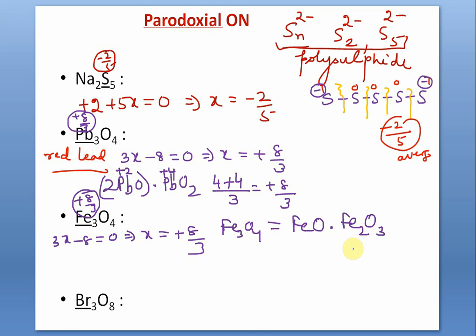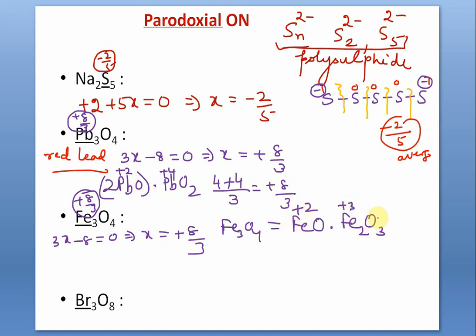I am not going to discuss its solid state structure now. So this is ferrous oxide, 1 mole ferrous oxide, 1 mole ferric oxide. So tell me, in ferrous oxide, this is iron 2 oxide, this is +2. And this is iron 3 oxide, +3.